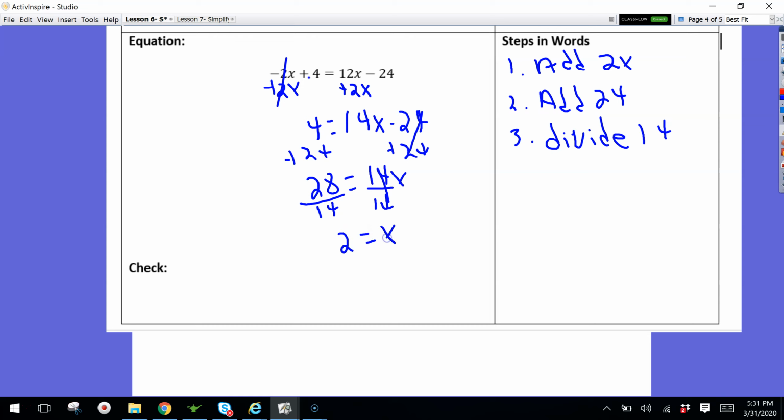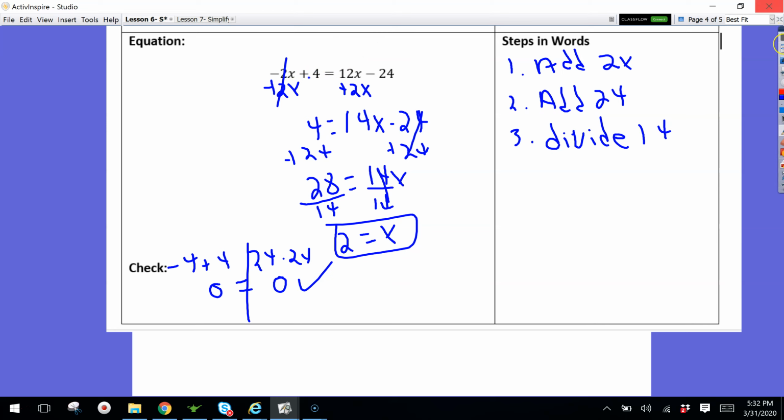How can we check? Well, plug it in. Let's plug it into the first side. So in this case, if I do negative 2 times 2, you're going to have negative 4 plus 4, which is 0. And here, if I plug in a 2, 12 times 2 is going to be 24. And 24 minus 24 is also 0. So does this value make this equation true? Yes. It makes this side equal 0 and this side equal 0, so it's going to make it equal. Great.